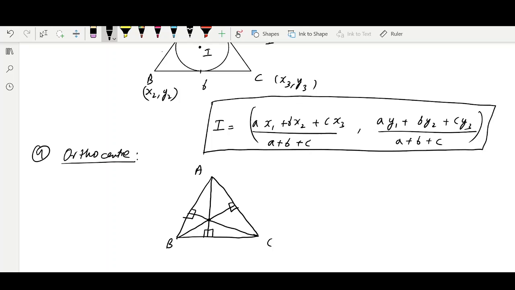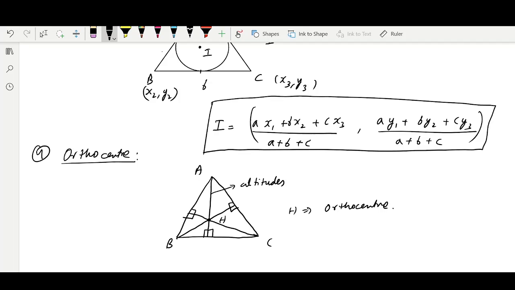So the point where all altitudes meet, let's denote it as H, is known as orthocenter. Now there is no specific formula to find out the orthocenter. You just need to remember that this is the orthocenter.